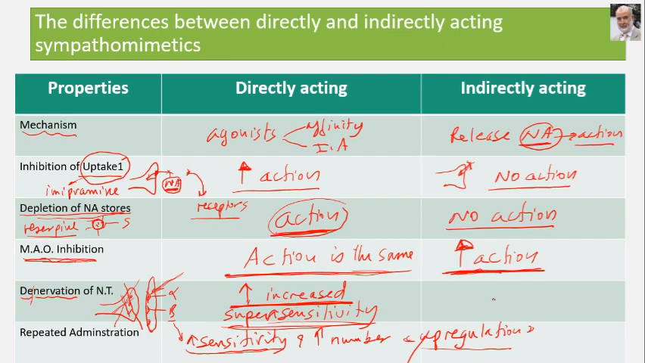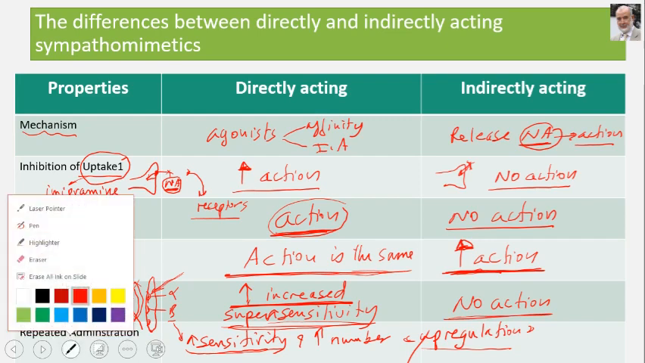What will happen to the indirectly acting sympathomimetics? As we have said, they act through the release of noradrenaline. Now the nerve terminal is removed, so they will find nothing to release and will produce no action. This is where they lose their action. This is the fifth difference between directly and indirectly acting sympathomimetics.